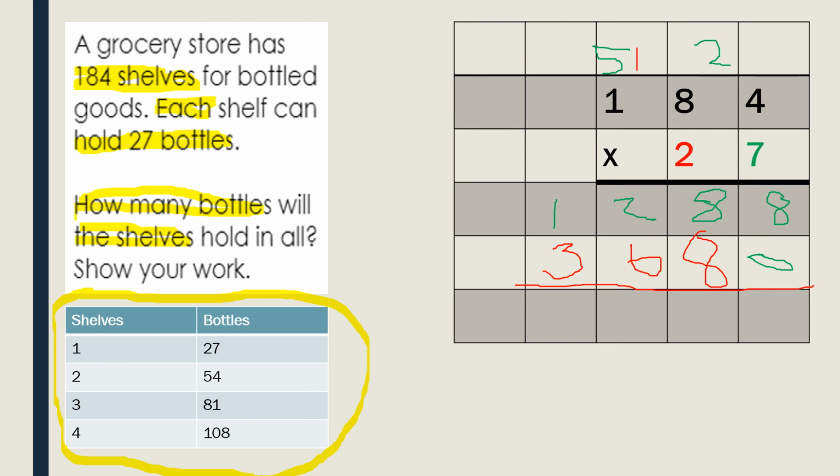So let's add it up. So I have 8 here. 8 plus 8 is 16. I place my 6 here. I carry my 1. 1 plus 2 is 3, plus 6 is 9. 1 plus 3 is 4. Now, my answer is 4,968. So, how many bottles will the shelves hold in all? The shelves will hold 4,968 bottles. There you go. So, here's the answer. I'm trying to highlight it. That's what I'm doing. Okay.